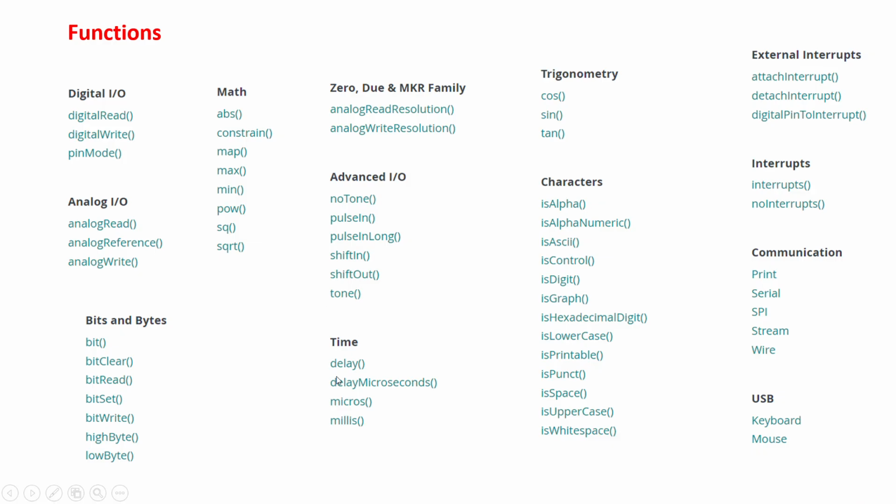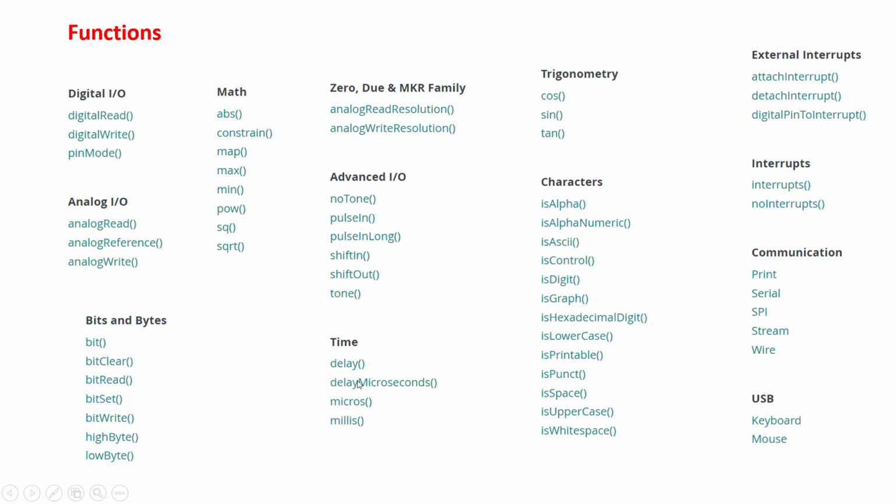Yes. Next, coming to time. Here you can see delay, delay microseconds, micros and millis, right? Here delay is nothing but you need to wait. Means temporarily you are waiting, right? In delay, the number you pass will be in terms of milliseconds, nothing but 10 power minus 3. For delay microseconds, it will be in terms of microseconds, nothing but 10 to the power of minus 6.